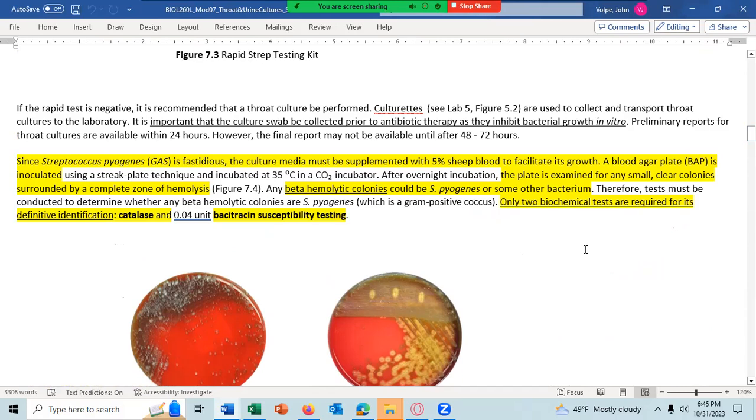So when we streak the throat and then grow it on blood agar, when we see beta hemolytic colonies, they could be Streptococcus pyogenes or some other bacteria that results in beta hemolysis. Only 2 biochemical tests are required to definitively prove that it is Streptococcus pyogenes. You run the catalase test and then the bacitracin susceptibility test to prove that it's Streptococcus pyogenes.